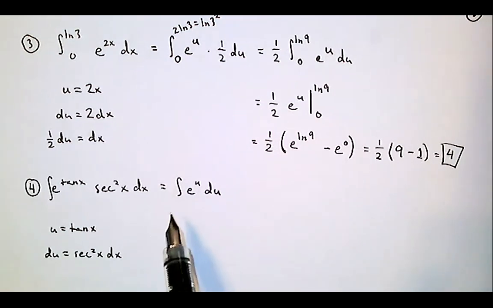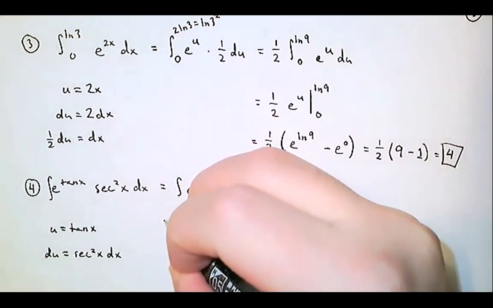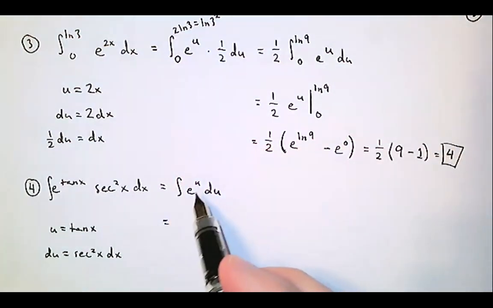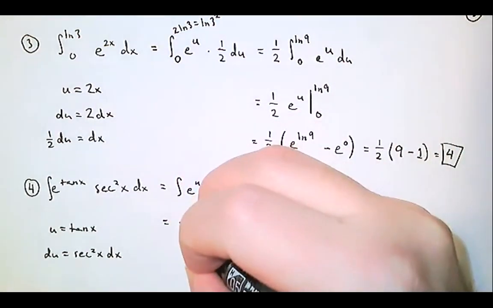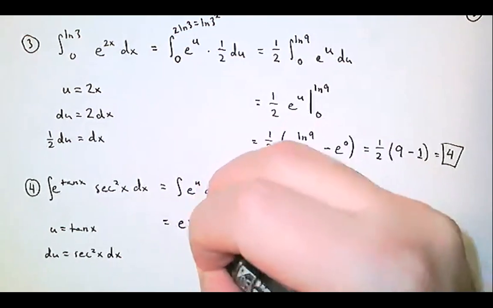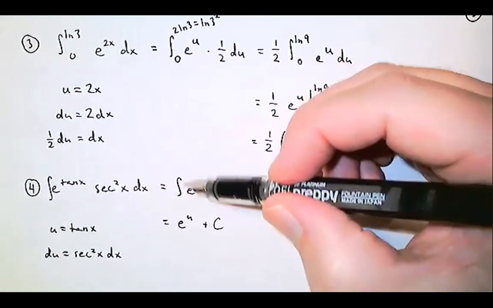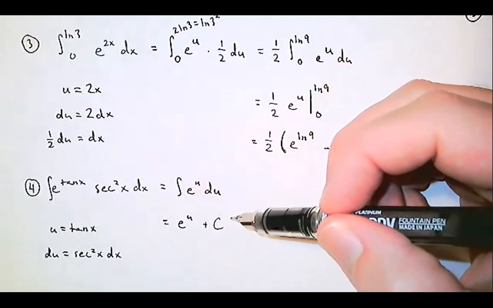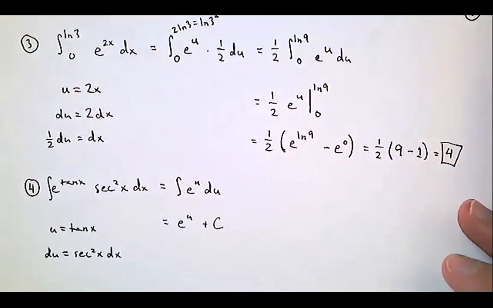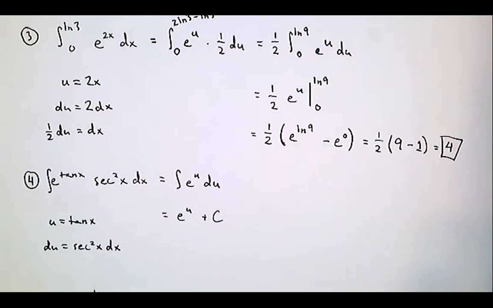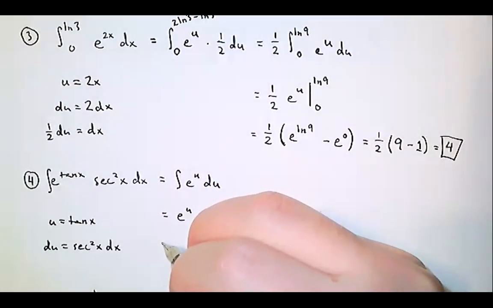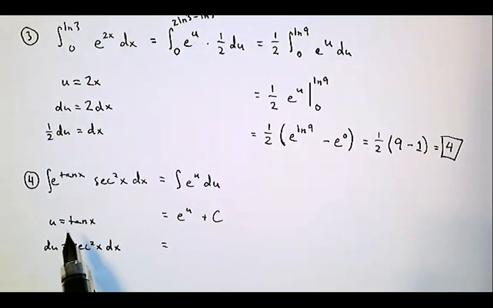And now we use our rule for integrating e to the u, its antiderivative is just itself, e to the u. But since this is an indefinite integral, I have to have an extra constant added on, just in case. And then to finish off, we'll substitute back in tangent x.